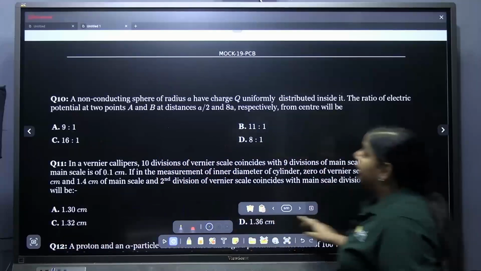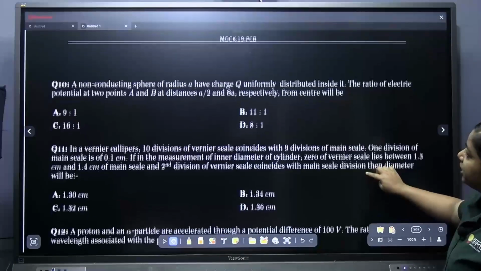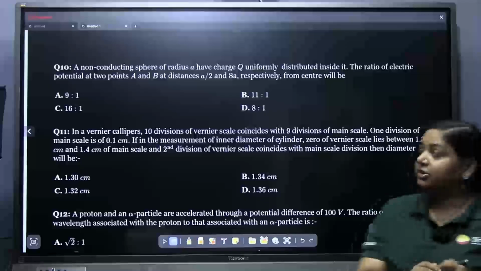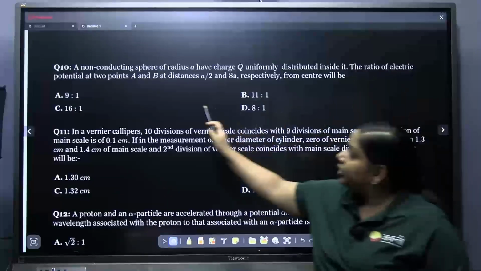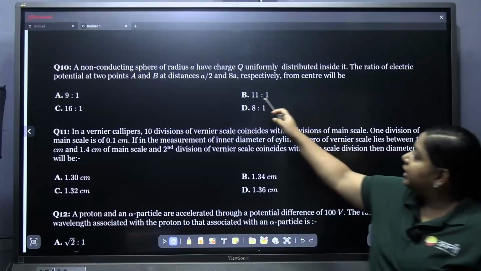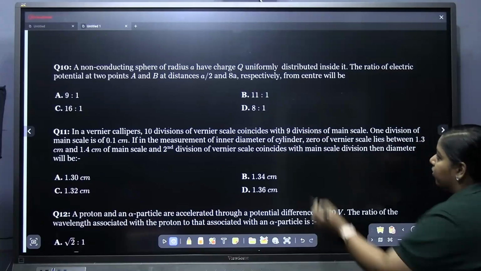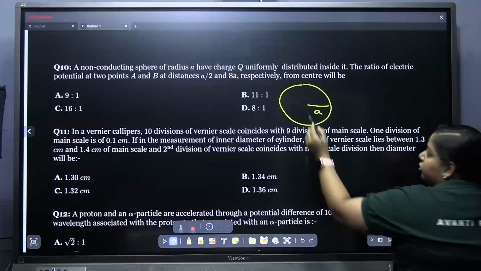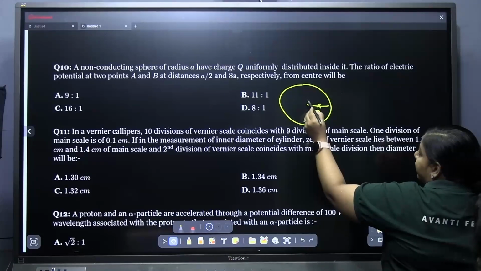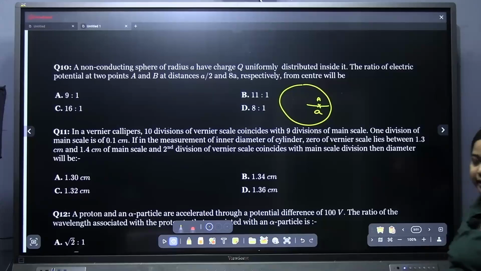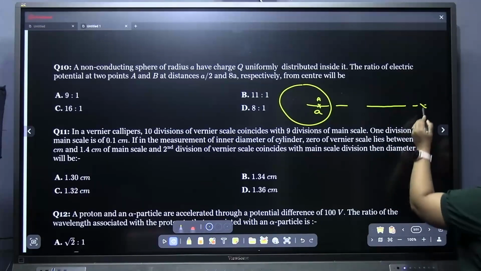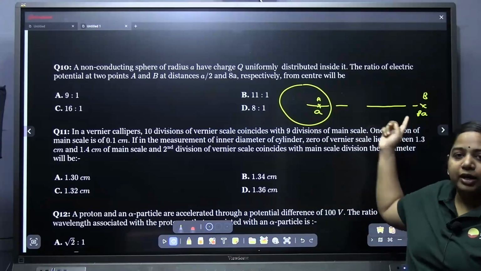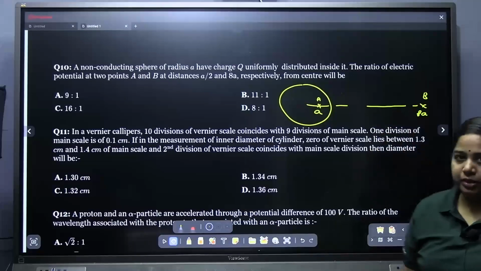Okay, question number 10. A non-conducting sphere of radius A has charge Q uniformly distributed inside it. So, inside the volume charge is distributed. The ratio of electric potential at 2 points A and B, at distances A by 2 and 8A respectively. Okay, so the sphere has radius A. A by 2 distance means one point A is here at A by 2 and point B is somewhere here at 8A. You have to find potential at point B and point A and find the ratio of it.